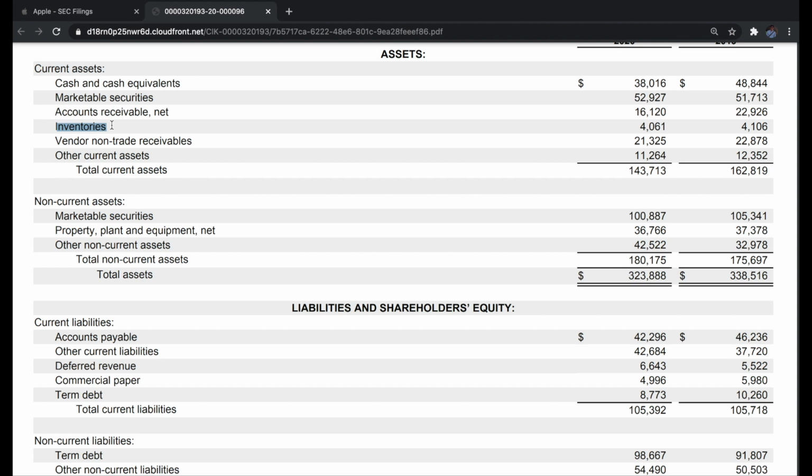The next thing we have is vendor non-trade receivable. Well, this is something very specific as a name, only for Apple company. After going through the explanation of this item, it's basically almost the same as a prepaid expense. So let me talk a little bit about the prepaid expense.